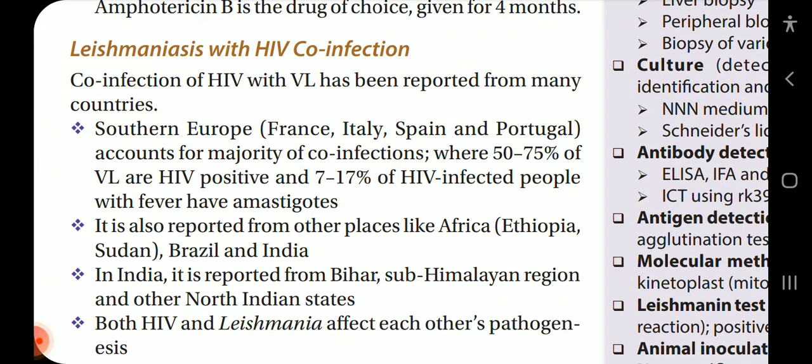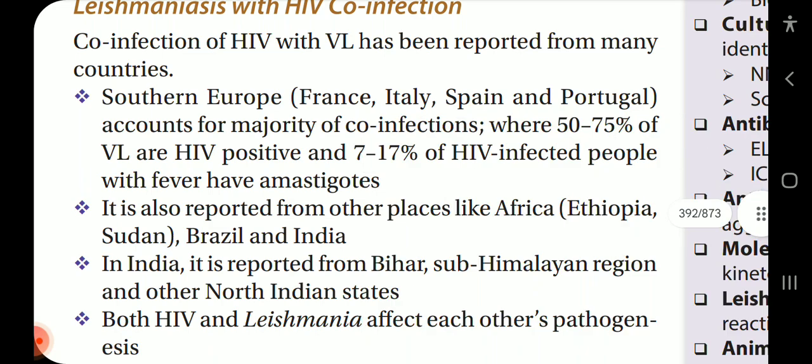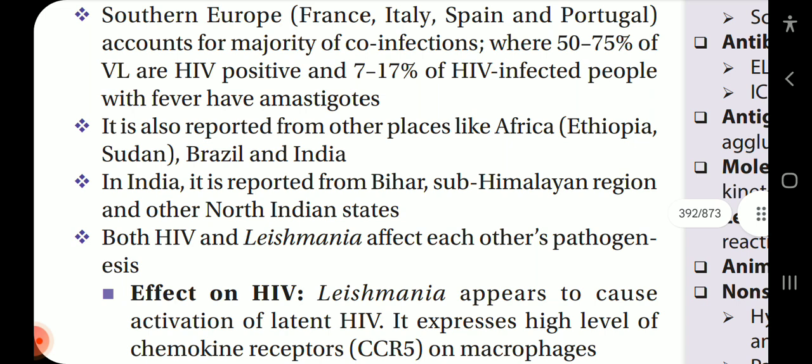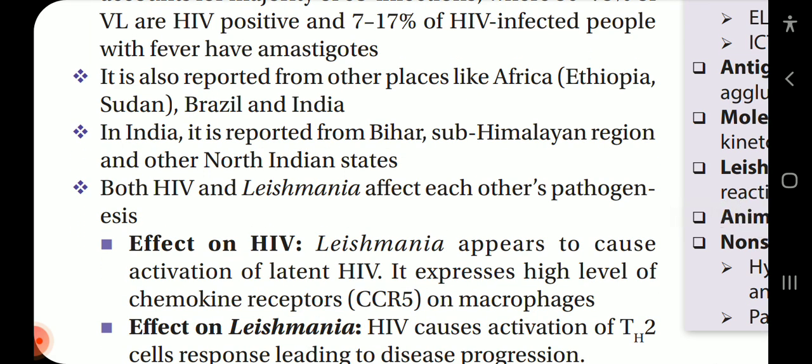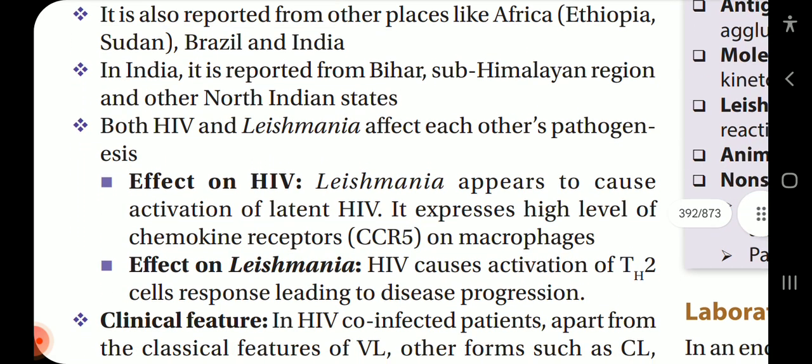Leishmaniasis with HIV co-infection. Co-infection of HIV with VL has been reported from many countries. Southern Europe, France, Italy, Spain and Portugal account for majority of the co-infections, where 50 to 75% of VL patients are HIV positive and 7 to 17% of HIV infected people with fever have amastigotes. It is also reported from other places like Africa, Ethiopia, Sudan, Brazil, and India. In India, it is reported from Bihar, sub-Himalayan region, and other North Indian states.